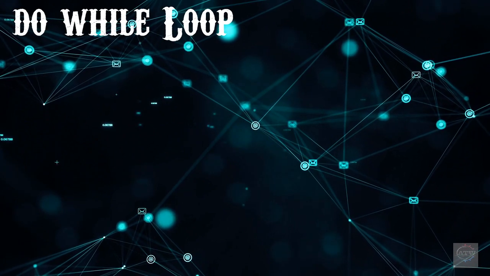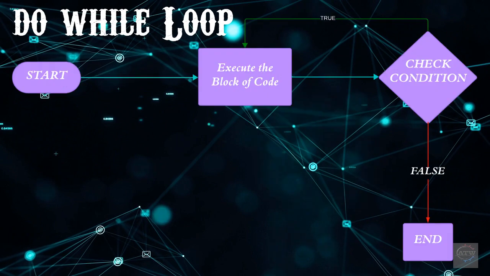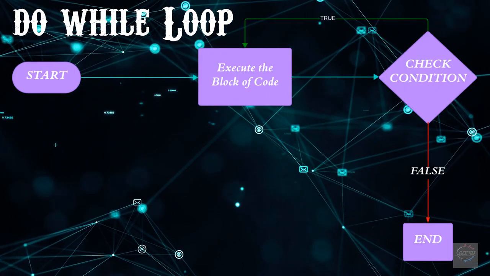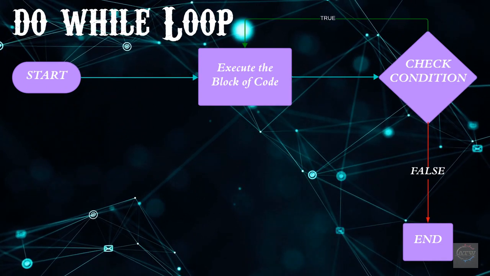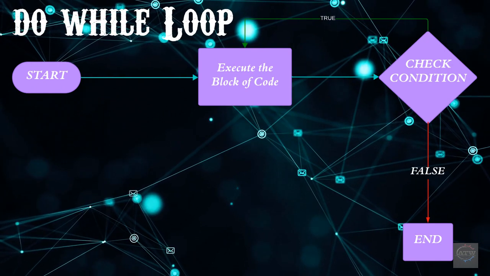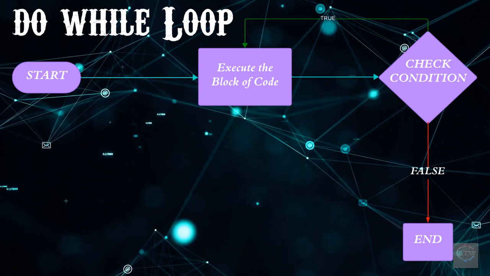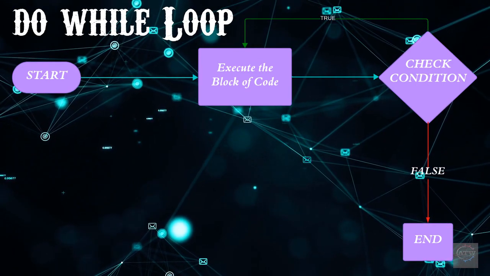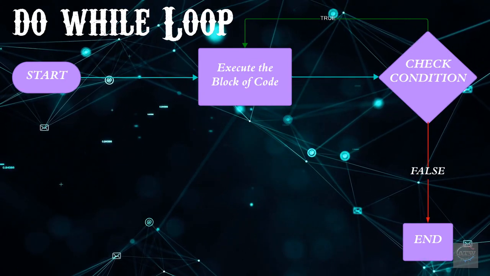And the third one is do while. The statement itself says do first, then check the condition. So at the start of the program, it will execute the block of code irrespective of the condition. Then it will check the condition. If the condition is met, it will again come and execute the block of code. If the condition is not met, it will exit the loop. But the first time, irrespective of the condition, the statement in the do block will be executed.